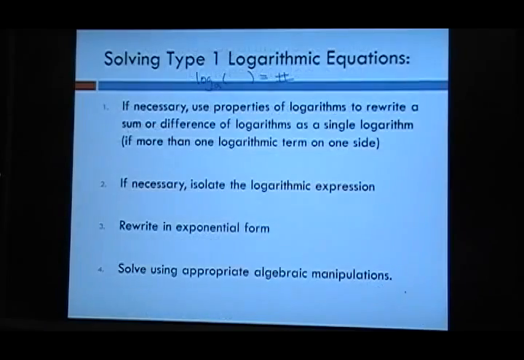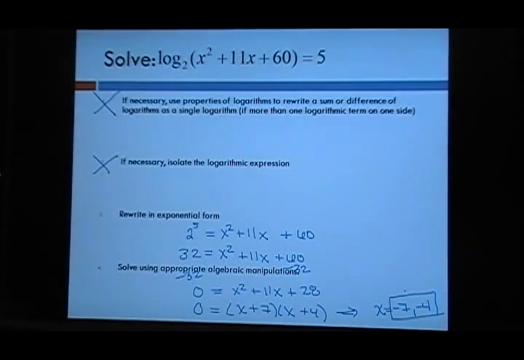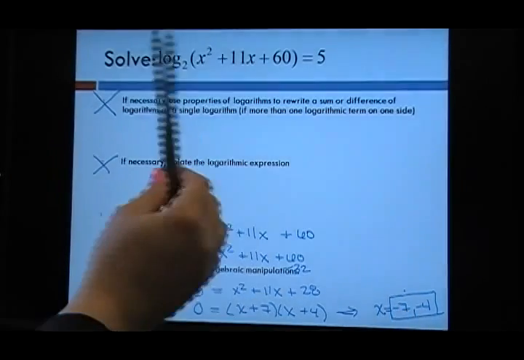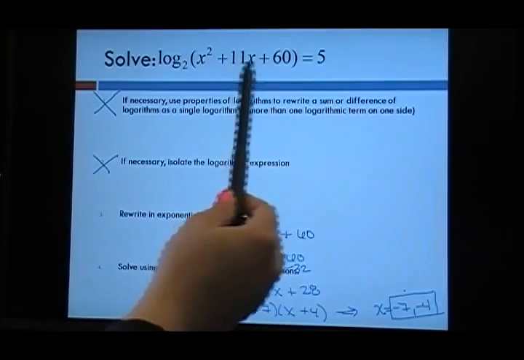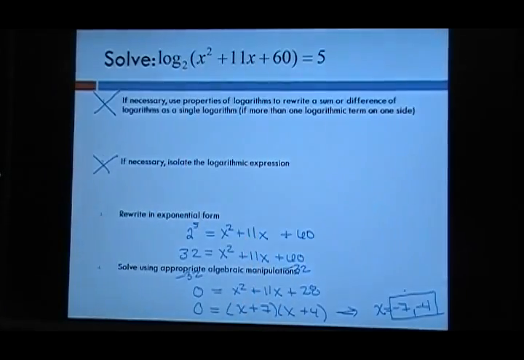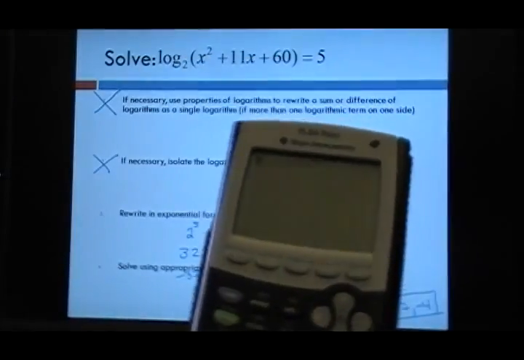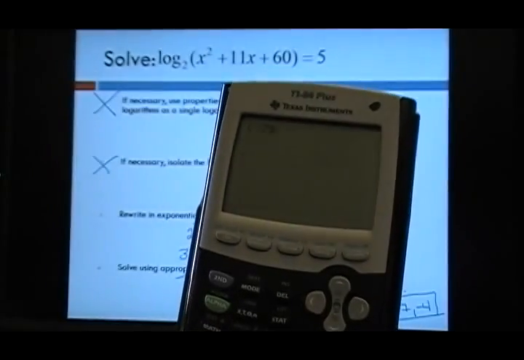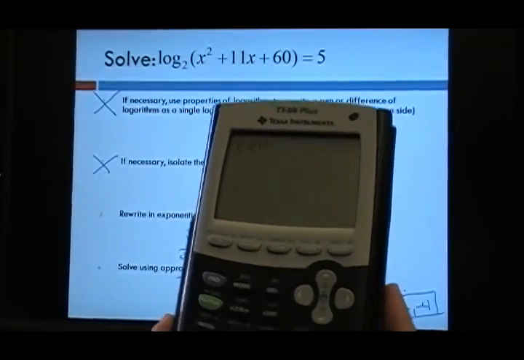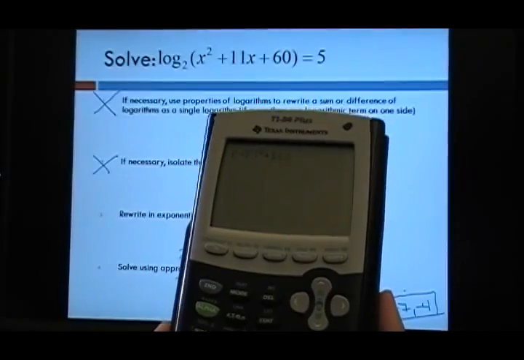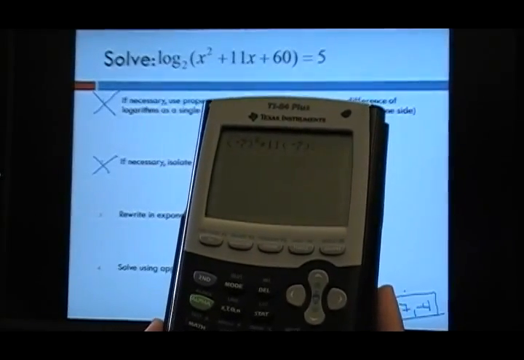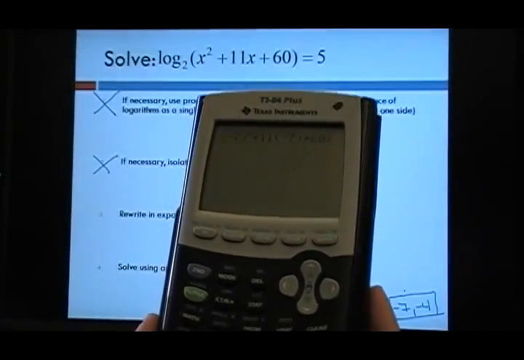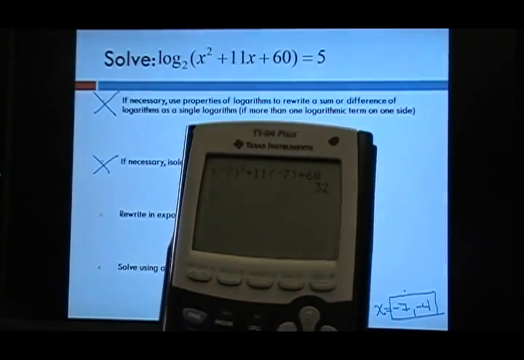Okay? So going back to this, I got negative 7 and negative 4. So I have to check, is it okay for x to be negative 7? If I substitute negative 7 in, is it going to make this argument negative? And I'm just going to type it in my calculator and see. So if I do negative 7 quantity squared plus 11 times negative 7 plus 60, I do get a positive value, so I'm fine.